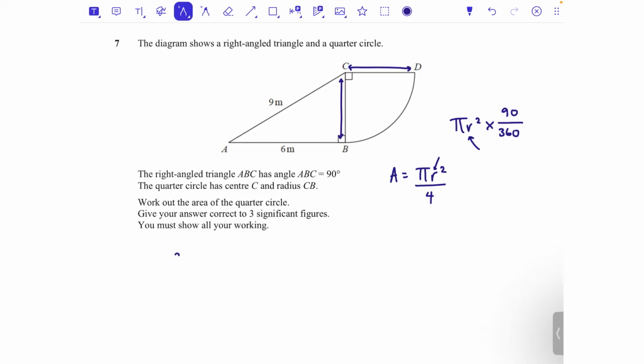So we're going to do 9 squared take away 6 squared. Now sometimes with Pythagoras we add, and that's if we want the hypotenuse, and sometimes we take away, and that's if we want a shorter side. So because 9 was the longest side, the hypotenuse, we wanted to take away here. So 9 squared take away 6 squared is 81 take away 36, and then we're going to get that answer, and then we are going to square root it.